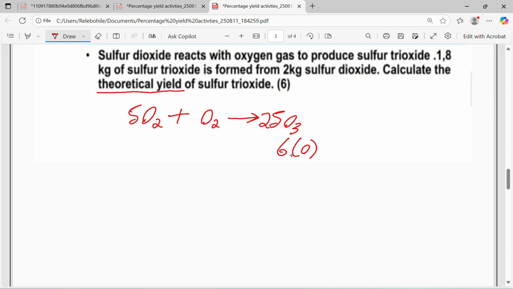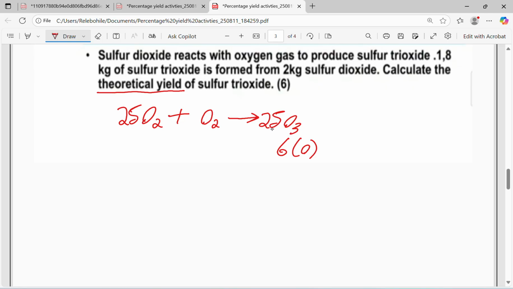Now that I have 6 oxygens on the right, I'll check how many I have this side. Remember, it's 2 plus 2, that means I have 4 oxygens. So the big question is, how do I get these oxygens to also be 6? I realize here that my sulfurs on the right are now 2, whereas this side I only have 1 sulfur. So I'm just going to take this 2 and put it here to make sulfur twice on the left, just as it is on the right.